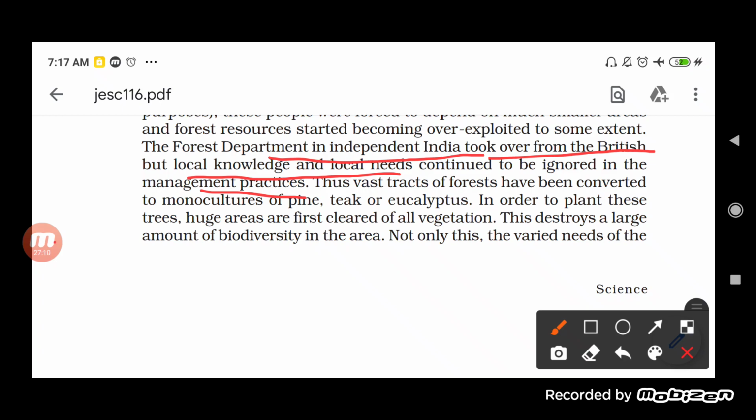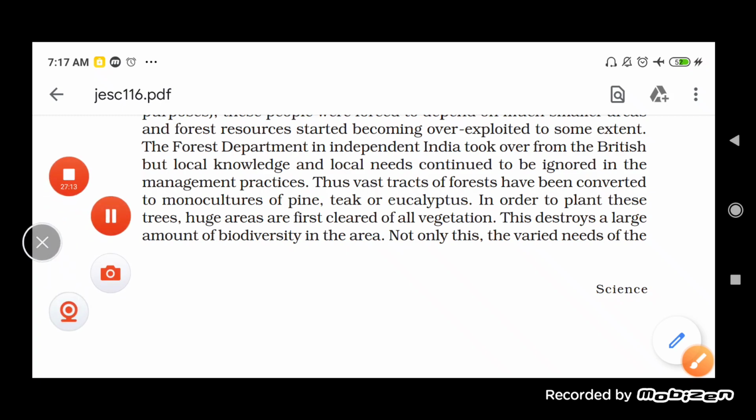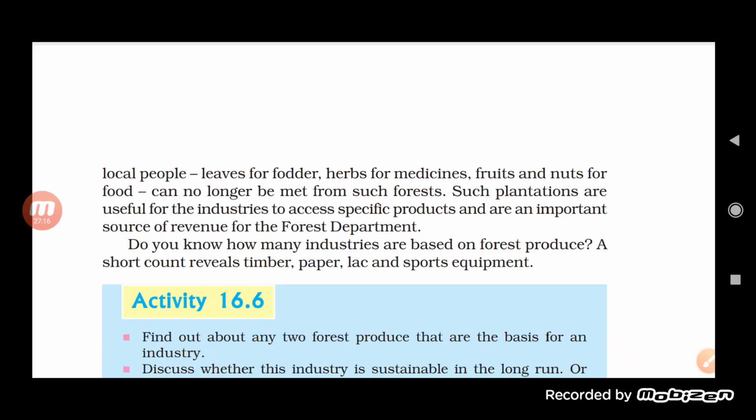Yes, it is a very important source of revenue for the forest department, and most of the forest revenue comes from the sale of cut down trees for timber, which is the wood used in building and furniture. In order to plant trees for timber such as pine, teak, and eucalyptus, huge areas of the forest are cleared of all vegetation, and this destroys a large amount of biodiversity in the area, which can harm the environment. So the management of the protected forest area by keeping the local people out completely has also some ill effects too.